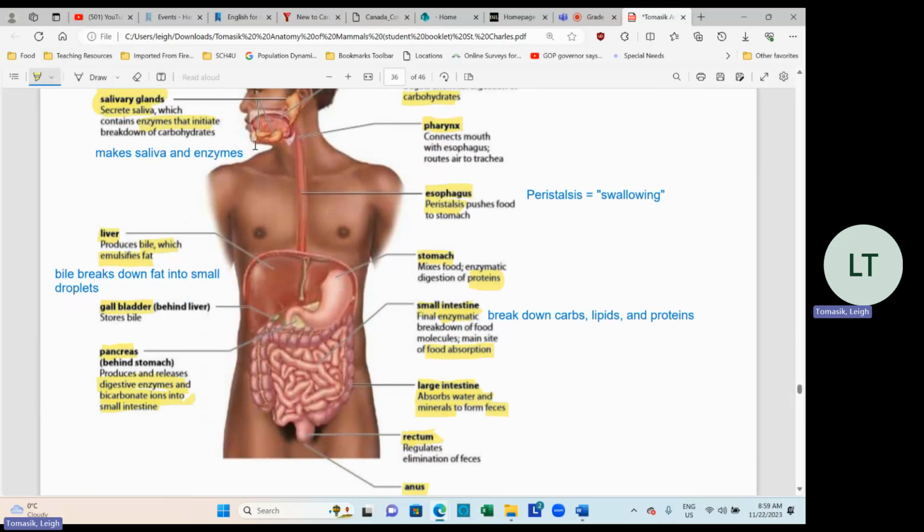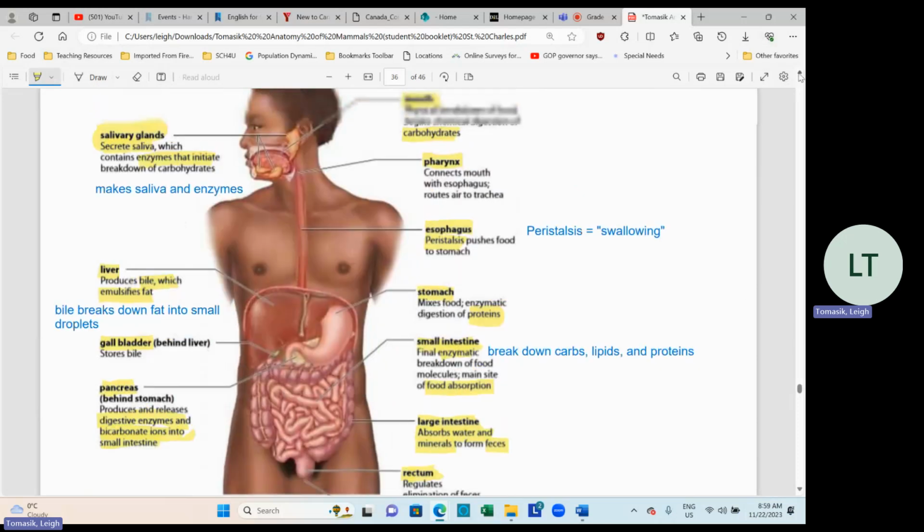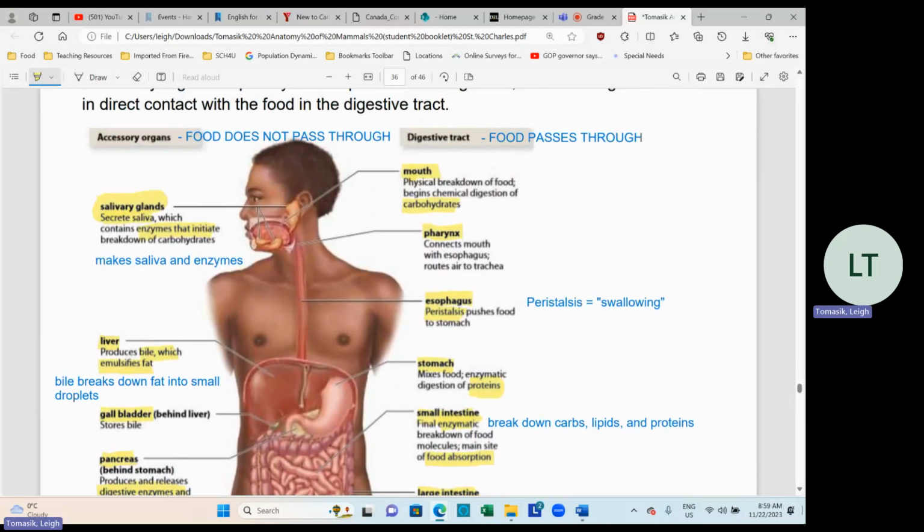Okay. So all four of these things, the salivary glands, the liver, the gallbladder, and the pancreas, they are part of the digestive system. They help you digest your food, but food does not pass through them. So they're not part of the digestive tract. They are called accessory organs.